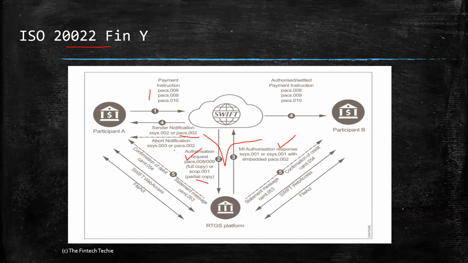An abort is also specified by a pacs.002, with a field within it to identify whether it is a success or a failure. If it is a success, the same pacs.008 or 009 is forwarded to participant B. Similarly, what we saw as a debit advice to participant A is now a camt.054, and a confirmation of credit to participant B is also a camt.054. So here we see the MT equivalents in the ISO 20022 format.